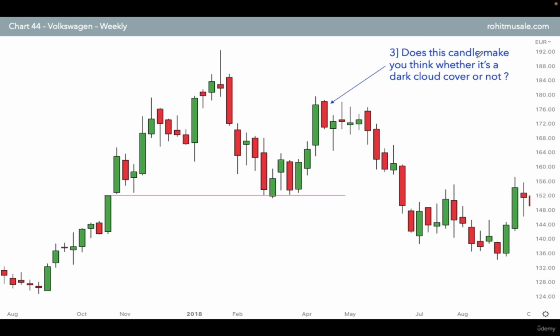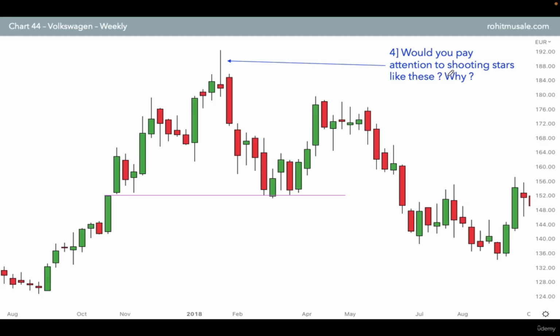Number 3, does this candle make you think whether it's a dark cloud cover or not? Of course, it forces us to closely look at where the close of this candle is relative to this green candle. So, since it is forcing us to think, it is not really a dark cloud cover. A dark cloud cover should be something which is very obvious to the naked eye, right? If you were to measure something like this, then give it the benefit of the doubt and forget about that trade. That's not a dark cloud cover, okay?